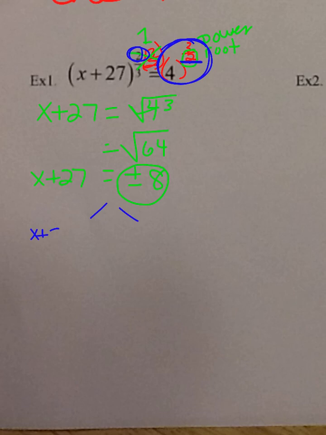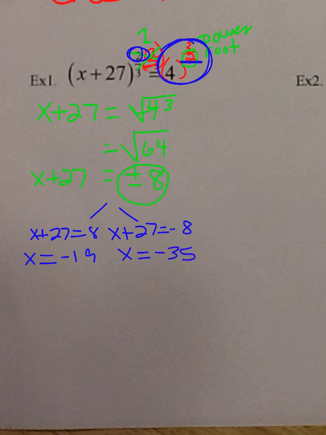Now we have to split this. So I have x plus 27 equals 8, and x plus 27 equals negative 8. I subtract 27 from both sides. 8 minus 27 is negative 19. Same thing on the other side: negative 8 minus 27 is negative 35. And now you have to check.